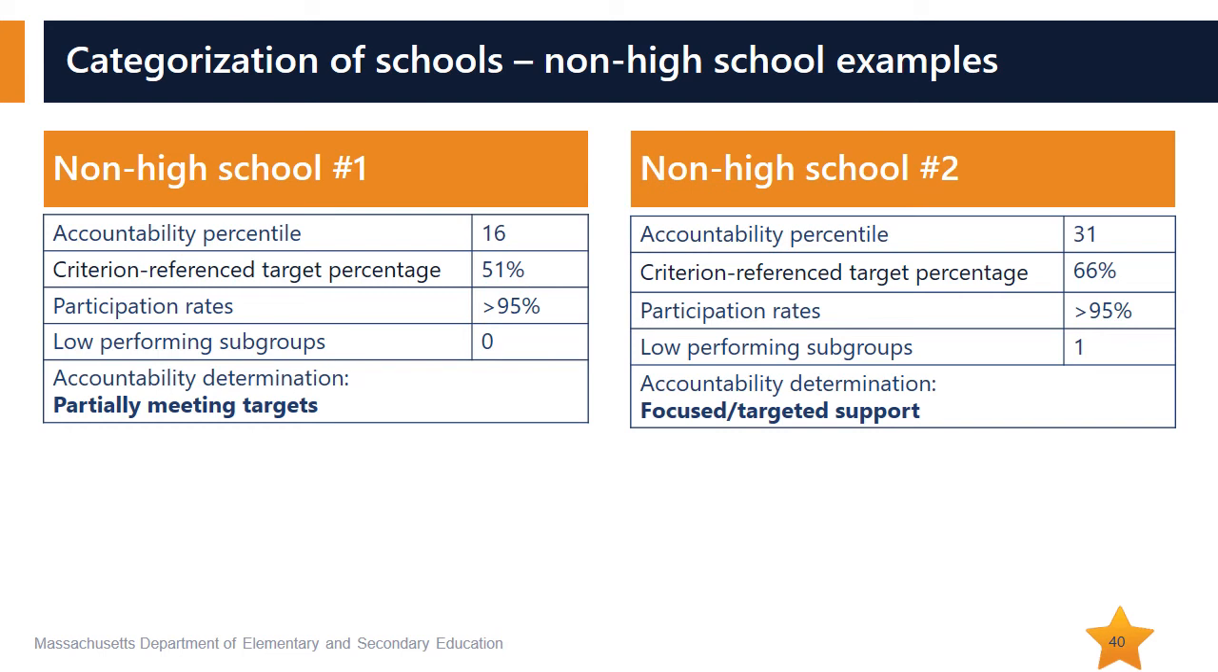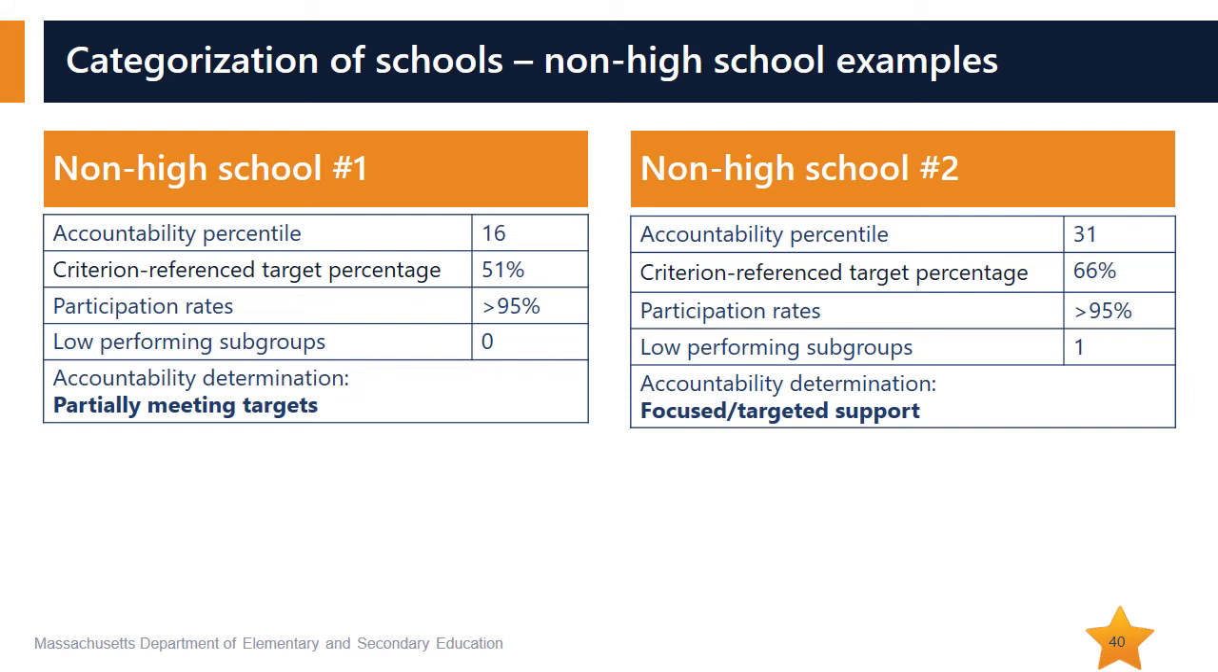Let's practice categorizing non-high schools. In non-high school number 1, the school has an accountability percentile of 16, has a criterion-referenced target percentage of 51%, has participation rates all above 95%, and does not have any low-performing subgroups. As a result, this school would be classified as partially meeting targets. It is not among the lowest 10% of schools, and it does not have any subgroup performance or participation issues, so its performance against targets drives its designation.